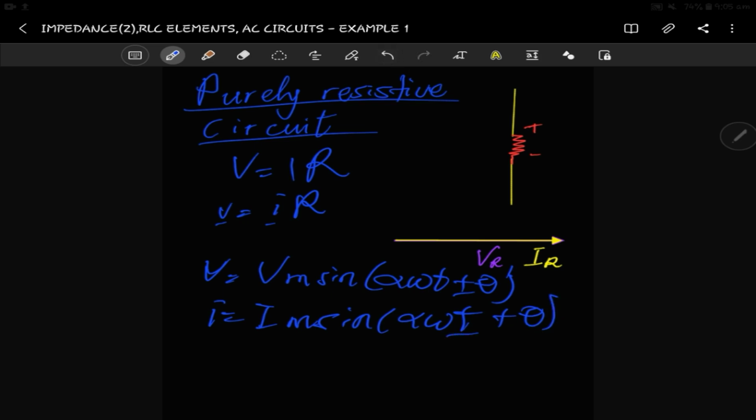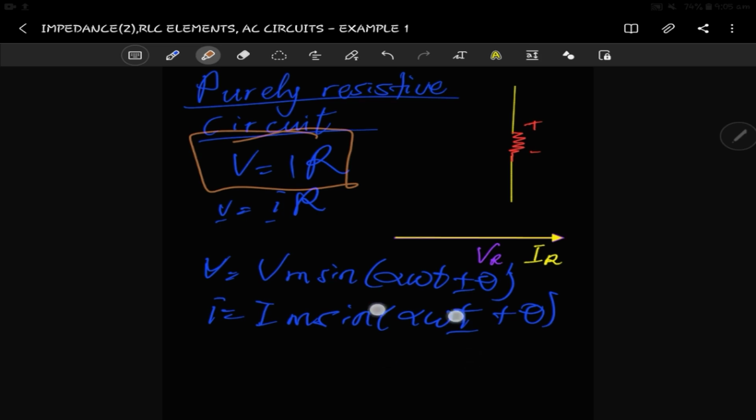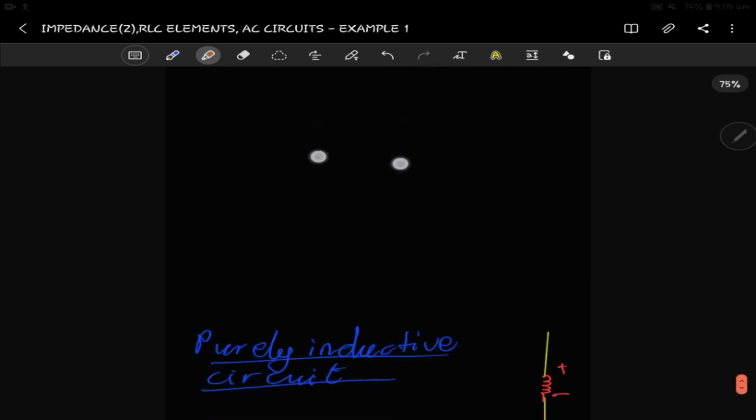So for a purely resistive circuit, there's only one equation that basically describes the whole thing, and that's this one right here. For a purely resistive circuit, the current and the voltage are in phase. All right, and now we move on to another one.